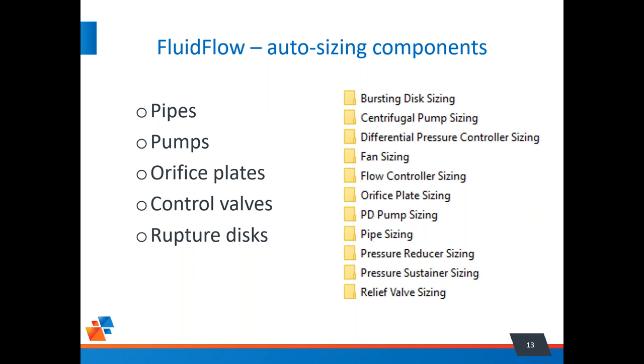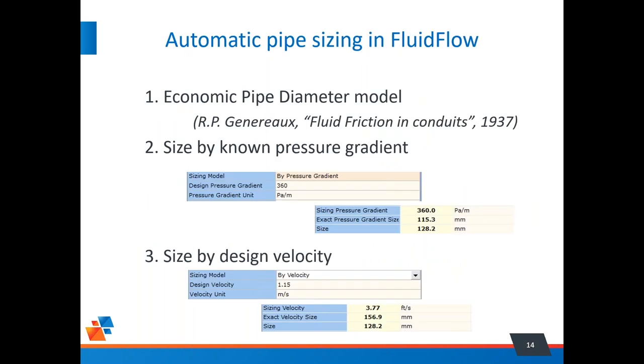Obviously, one of the reasons we go for the auto-sizing option is the ability of reducing the amount of iterations and trial and error that designers need to go through to come up with a viable solution. So let's talk about pipe sizing first. Currently, there are three methods implemented.